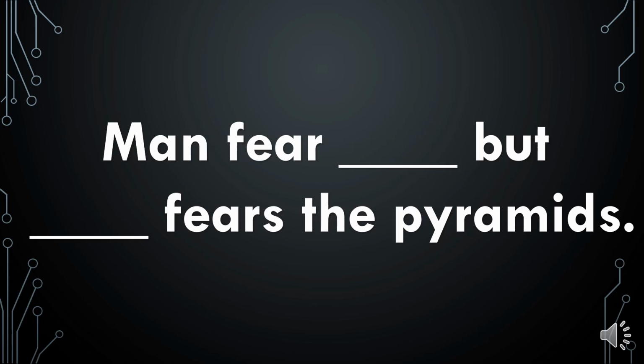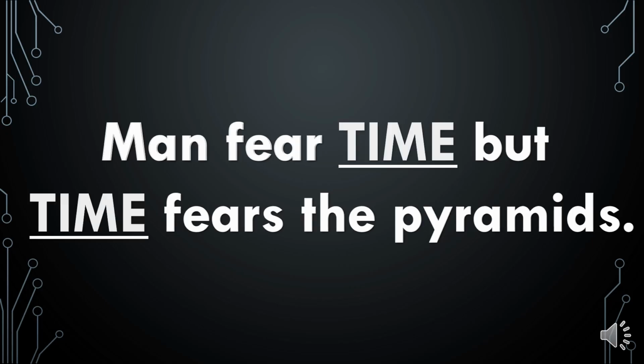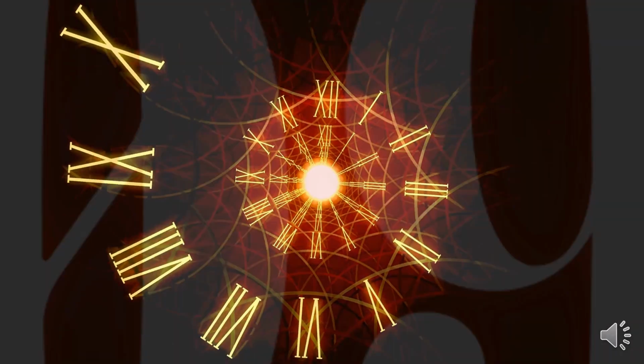Complete this proverb. Man fears blank, but blank fears the pyramids. It's one word in both blank spaces. It starts with the letter T and it has 4 letters. What word is that? Man fears blank, but blank fears the pyramids. If you guessed it, the word is time. Man fears time, but time fears the pyramids.